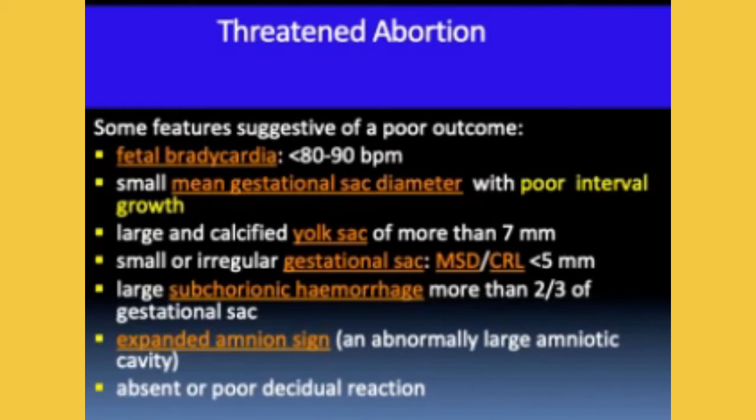So you must ask the patient for the last ultrasound, and if you find that there is poor interval growth, then you should counsel the patient accordingly that there is a chance of pregnancy failure. Because we used to see in our practice that every time you send the patient for a scan, she comes out to be 5 weeks 2 days pregnant, then 5 weeks 4 days, 5 weeks 5 days, without calculation of the interval growth. So this leads to confusion as well as problems in the counseling of the patient.